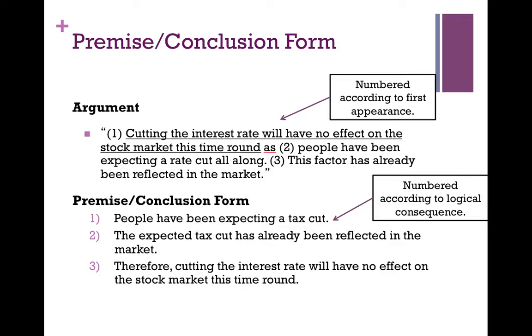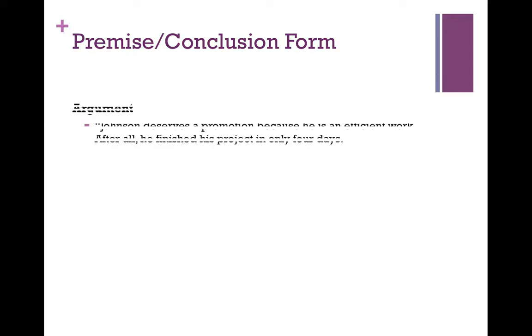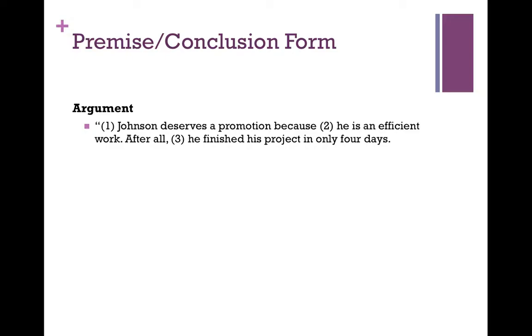Let me give another example just so you can see what I'm driving at here. Here is an argument we talked about before. Johnson deserves a promotion because he is an efficient worker. After all, he finished his project in only 4 days. Now, if we were diagramming this, we might just go through and number each proposition 1, 2, and 3 as follows. But this isn't actually arranged in logical sequence.